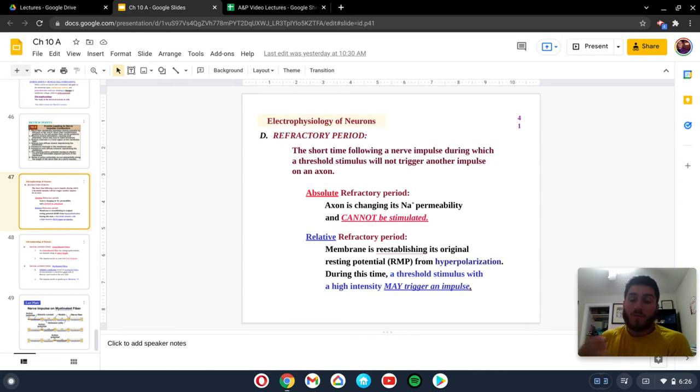So again, we have two kinds of refractory period. Absolute means it's absolutely no chance we're going to be able to have a stimulus during this brief period of time. Relative refractory period, if the stimulus is strong enough or intense enough, then we may be able to trigger another impulse immediately following an impulse.